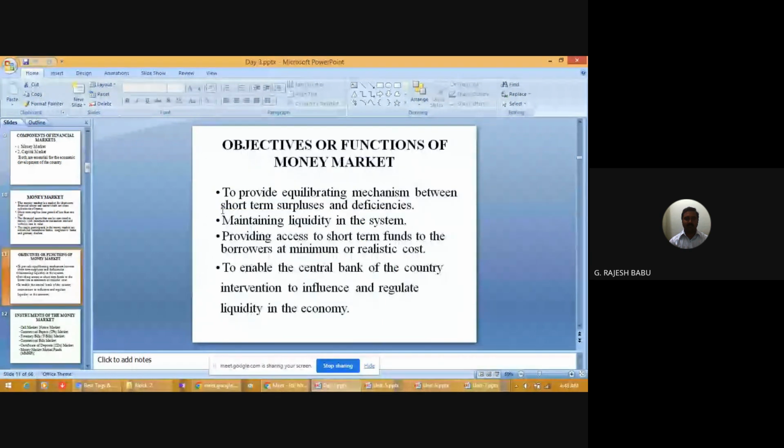Then the objectives or functions of the money market. The broad objectives are to provide an equilibrating mechanism between short-term surplus and deficiency, maintaining liquidity in the system, providing access to short-term funds to the borrower at minimum or realistic cost, and to enable the central bank of the country to intervene to influence and regulate liquidity in the economy. These are the major objectives of the money market.